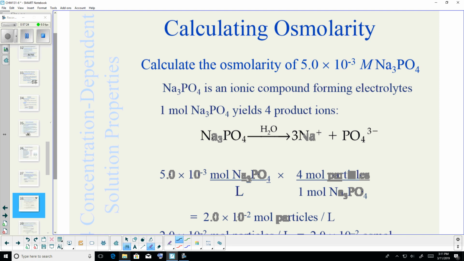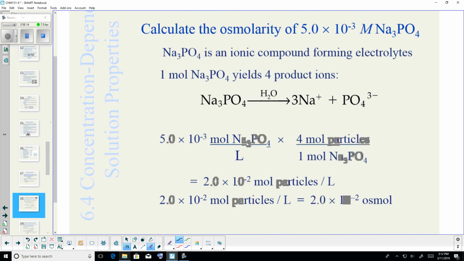Calculate the osmolarity of 5.0 times 10 to the minus third molar sodium phosphate. So it's an ionic compound. So this comes apart to give you 3 of these and 1 of these. So essentially from 1 particle we get 4 particles, right? If I start with 1, I get 4. If I start with 2, I get 8. If I start with 3, I get 12. So I just took whatever I start with and multiplied it by 4, right? So if I start with 5.0 times 10 to the minus 3, to figure out how many particles I'm going to get, I'm going to multiply it by 4. And it turns out it's 2.0 times 10 to the minus 2.